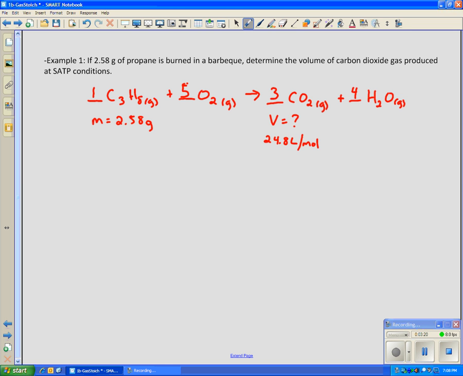Step number 2 is to calculate the moles of our given, which is the propane. So that's C3H8. So starting with the 2.58 grams, we want to change that into moles. So moles is going to go on top. We're trying to cancel grams, so they go on the bottom. So we're dealing with the molar mass, and that's 44.11. So your calculation should give you 0.05849 moles.